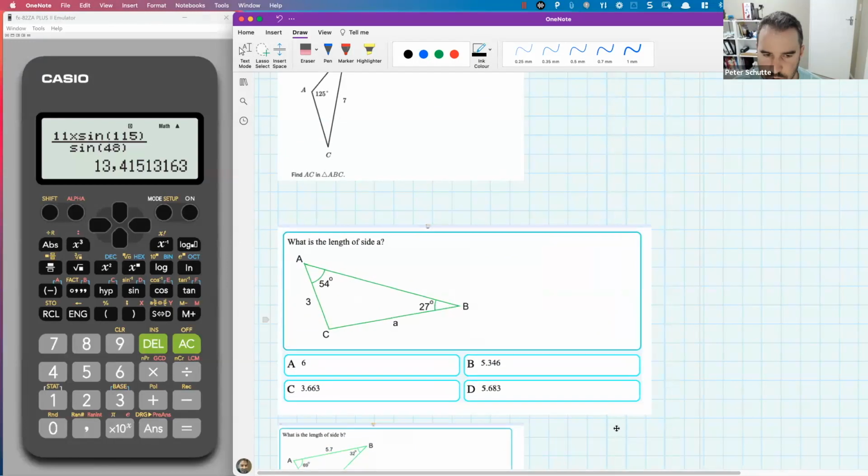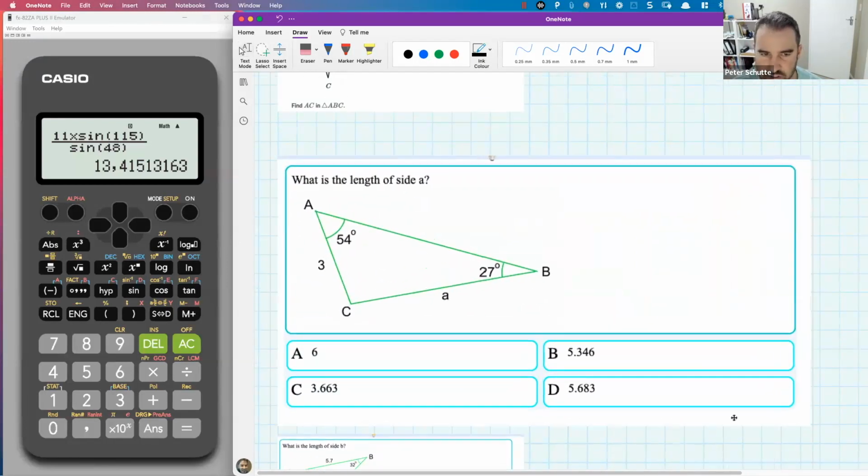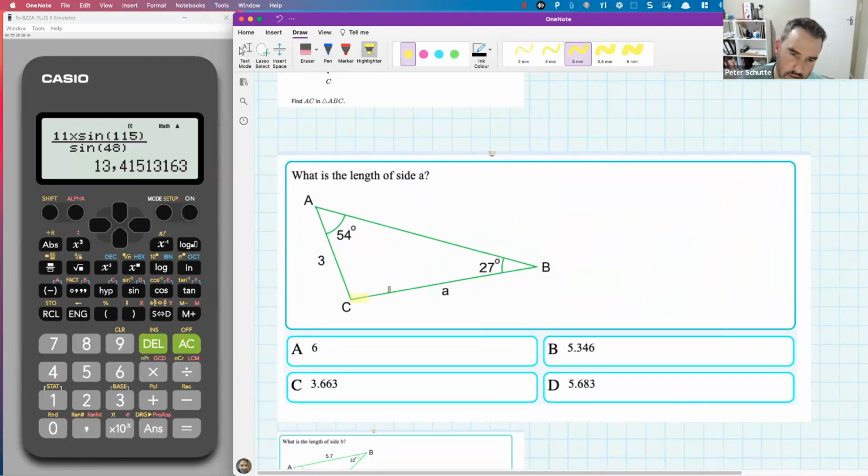We're actually almost ready to move on from this, but let's just see if you can do more ones by yourself. So what is the length of side A in this question? See if you can do that. And then I'm going to keep an eye on the chat to see if there are any more questions or comments from the students. But I know Hugo is a ninja on the keyboard.